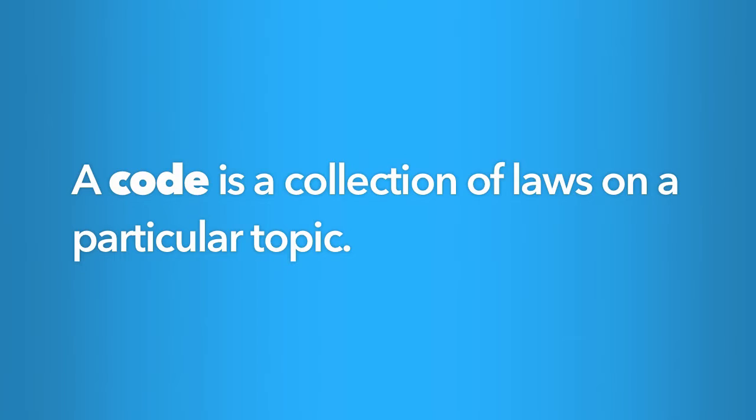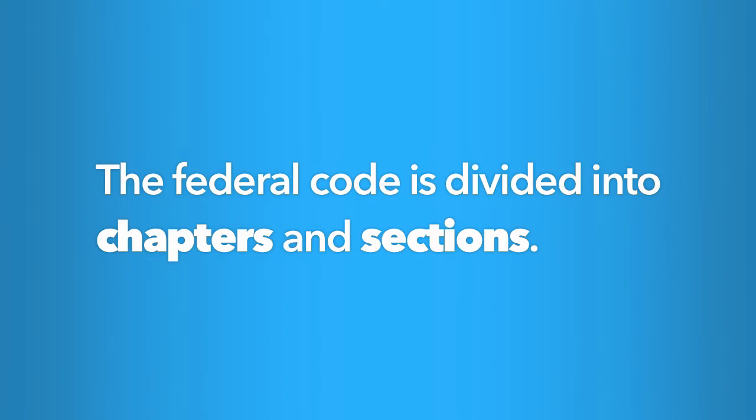The federal government has its own code, as does every state. Now, each code is arranged differently. For instance, the federal code, called the United States Code, has 51 titles. Each title is divided into chapters, and each chapter is further subdivided into sections. Some codes are arranged by subject name instead of title.